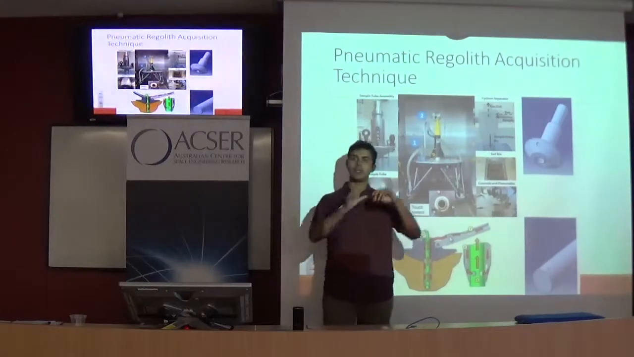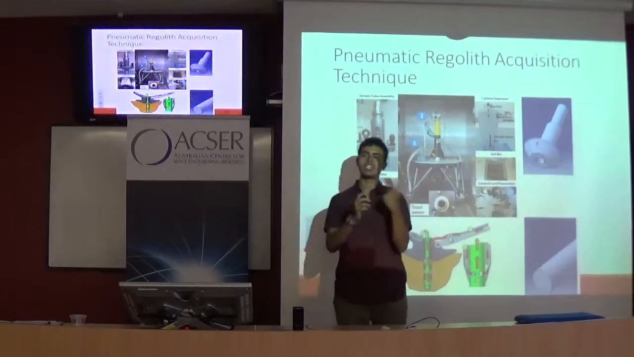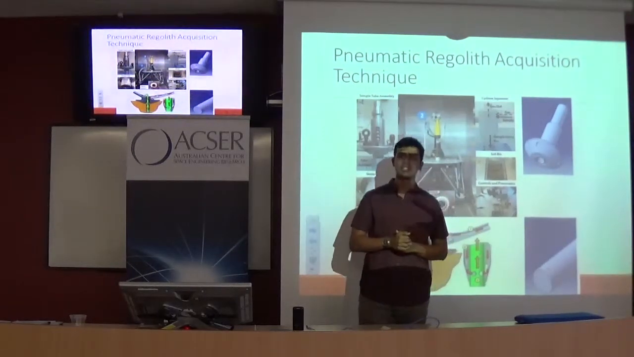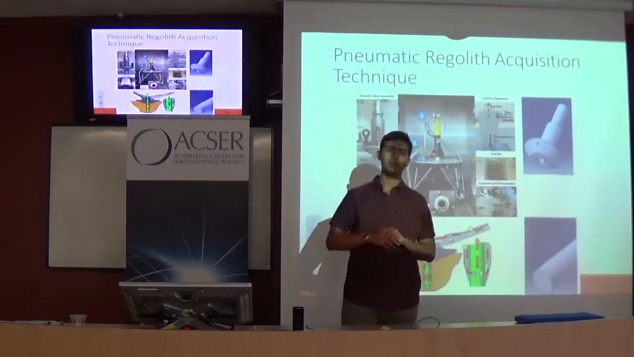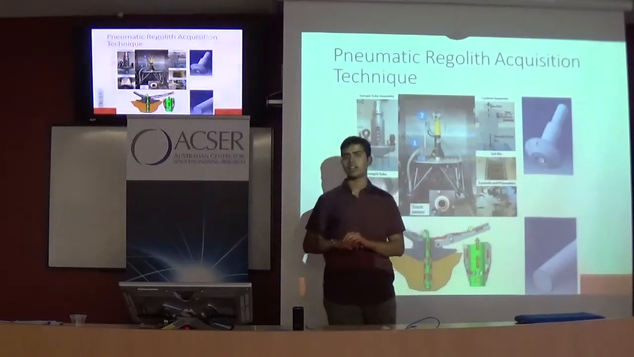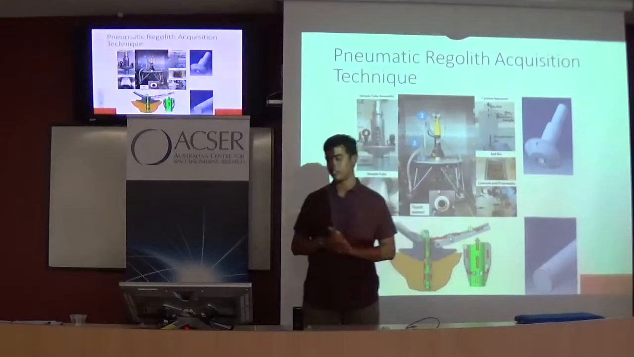There were other areas as well: eventually, when your regolith reaches the sample canister, you use a cyclone separator to separate out the gas and then collect the samples. So that was another area of research that could have been focused on. And all of these areas are important not just for this particular lander, but in general, one needs to understand how you use pneumatics to transport regolith particles.